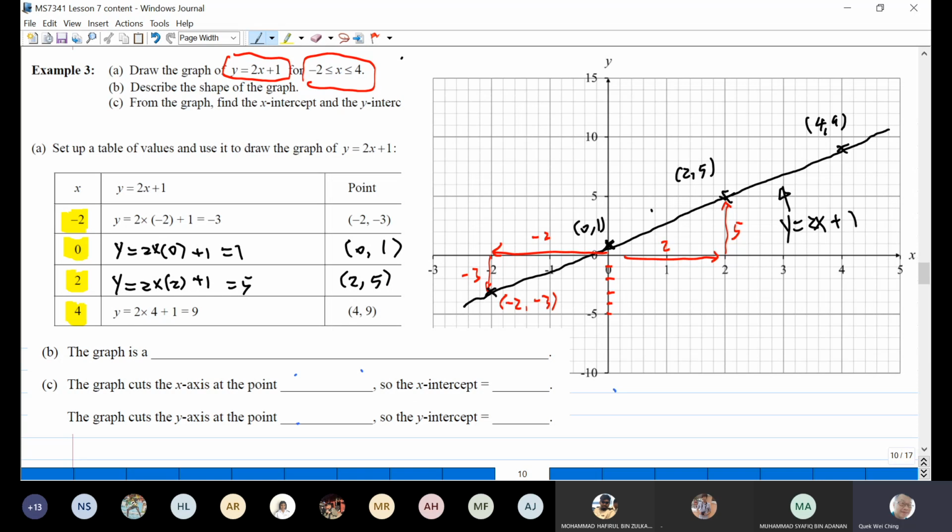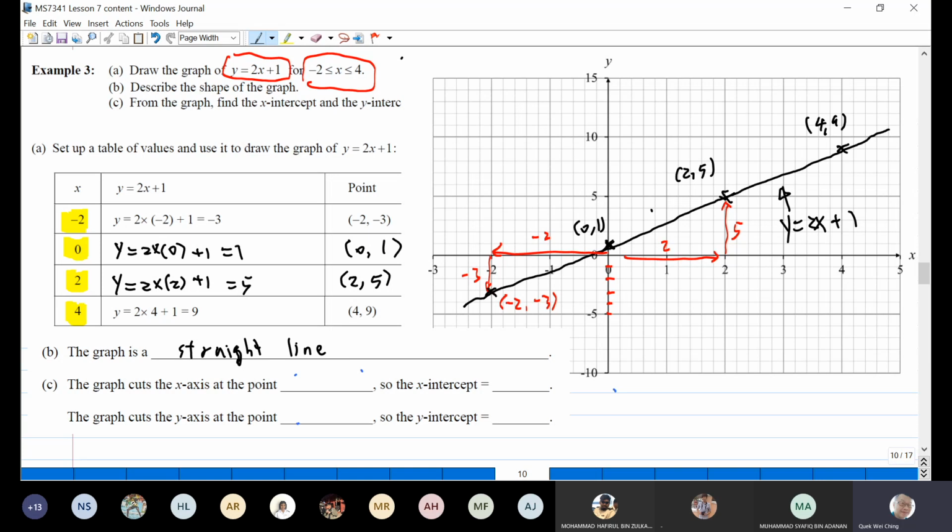How do you get this graph? You plot points. X equals -2, what happened to y? X equals 0, what happened to y? X equals 2, what happened to y? Then you plot the points there. Then eventually you join them together. It's a straight line. So you can see the graph is a straight line.